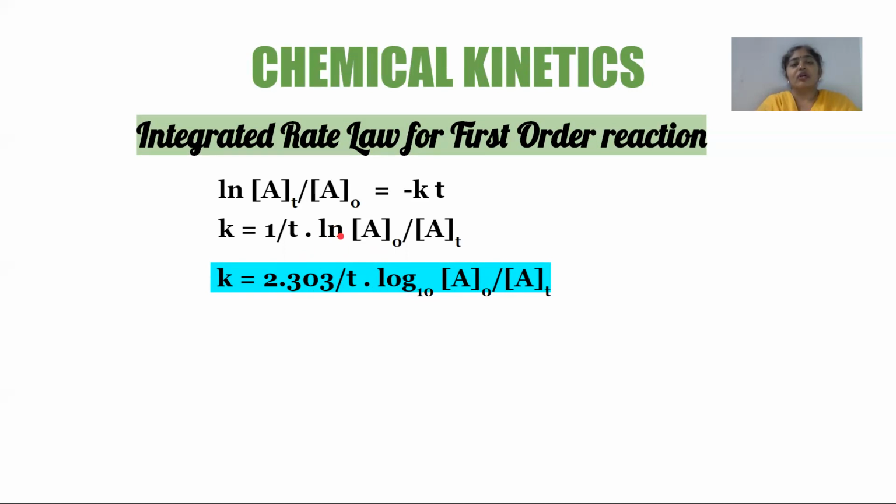So make a note, students, that this log, which I've written as ln, is natural log. It's called natural log because the log is to the base e here, the exponential term e. So in order to convert it into log to the base 10, we need to multiply the natural log with a factor of 2.303. So now this equation that I've highlighted is one way of writing the integrated rate law for the first order reaction.